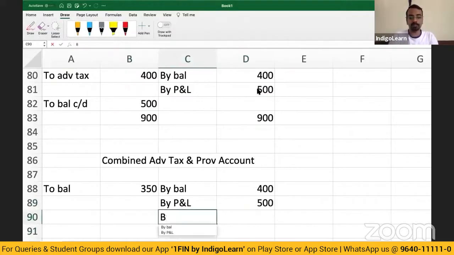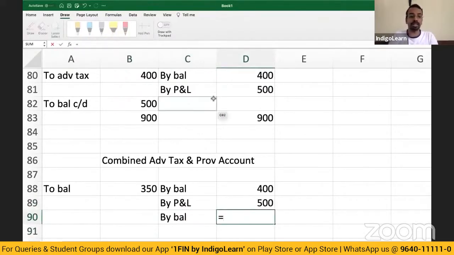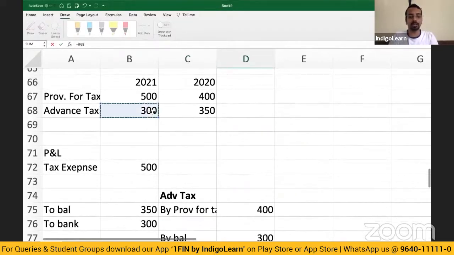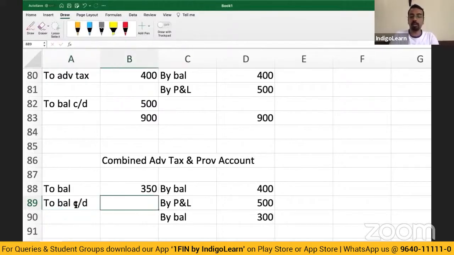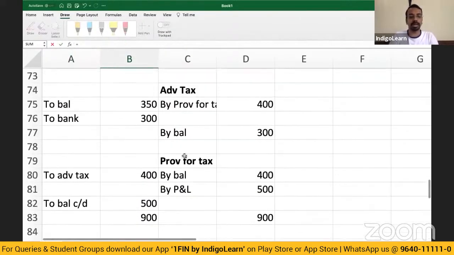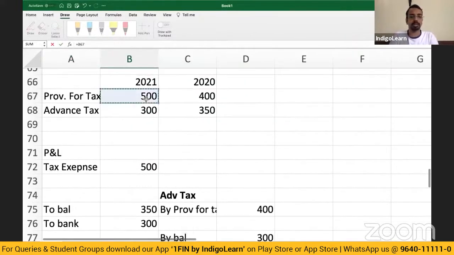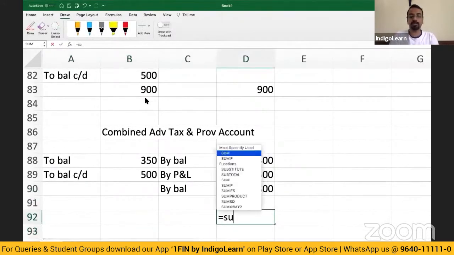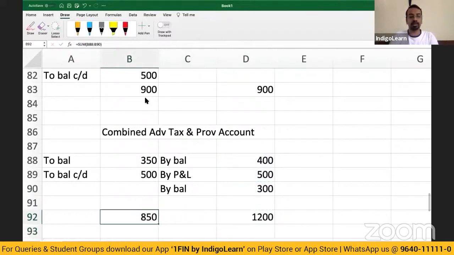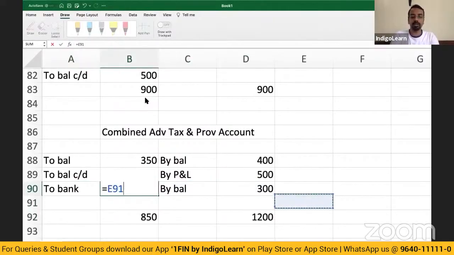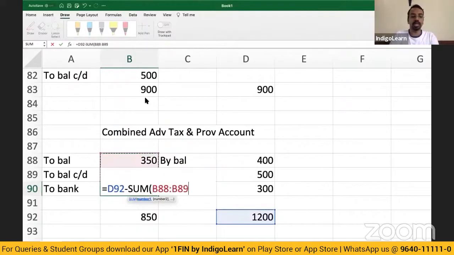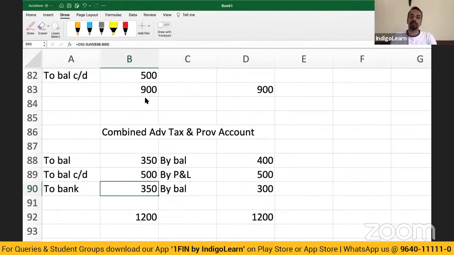Then closing balance. On this side, you'll have advance tax balance, which is 300. On this side you have balance carried down, the provision tax, which is 500. Now, if you sum this up, 1200 and 850, the difference is what is paid through bank, which is 1200 minus 850, which is 350, right?